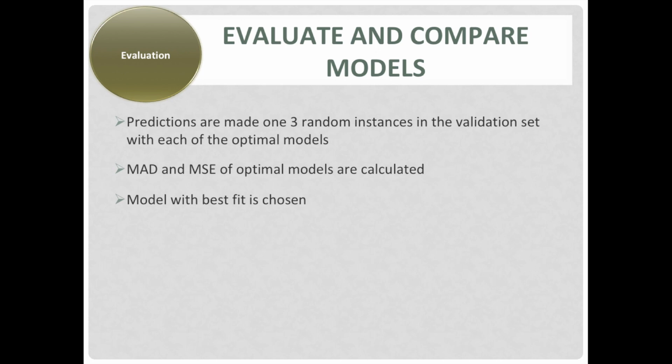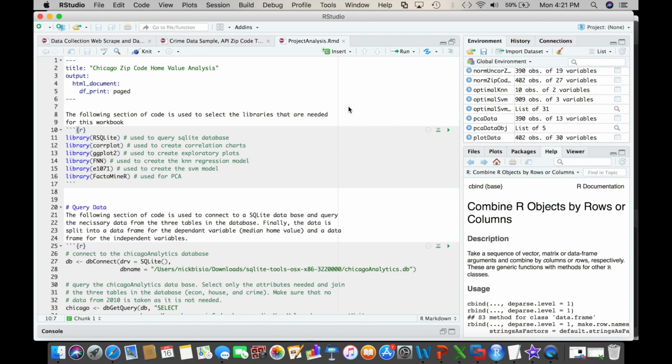The evaluation that was performed basically just evaluated 3 different instances in the validation set to see how each model performed, and then calculated the MAD and MSE of each of the models to see which model had the best fit. So now I wanted to talk about the last 3 stages of the CRISP-DM pipeline, but in the R notebook, so it's much more concrete.